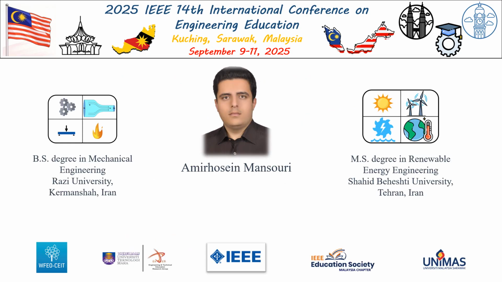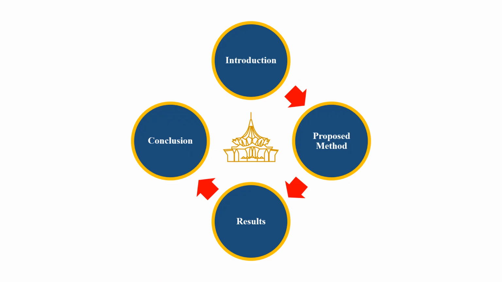I hold a Bachelor of Science in Mechanical Engineering from Roghayeh University and a Master of Science in Renewable Energy Engineering at Shahid University in Iran. My research focuses on renewable energy systems, particularly DC microgrids, and how to effectively teach these concepts to students. Our presentation is made up of four sections.